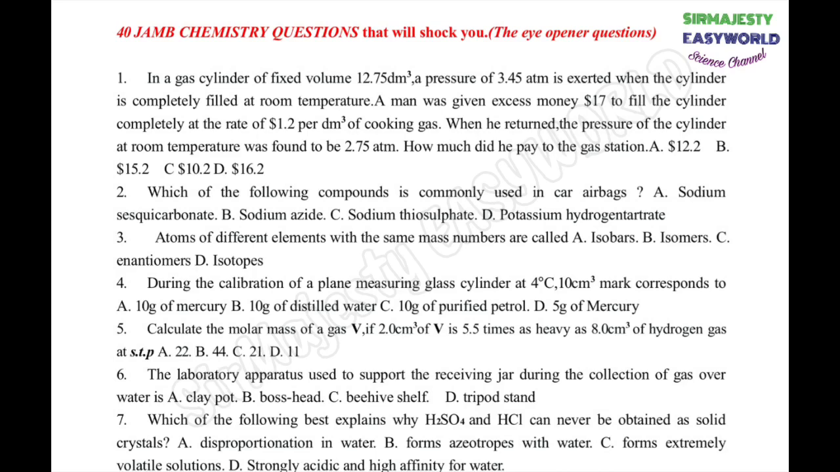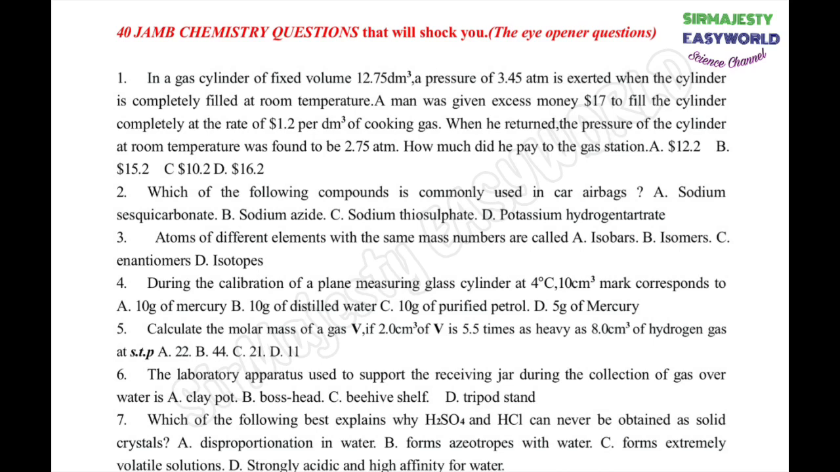In a gas cylinder of fixed volume 12.75 dm cube, a pressure of 3.5 atm is exerted when the cylinder is completely filled at room temperature. A man was given excess money, $17, to fill the cylinder completely at the rate of $1.2 per dm cube of cooking gas. When he returned, the pressure of the cylinder at room temperature was found to be 2.75 atm. How much did he pay to the gas station?